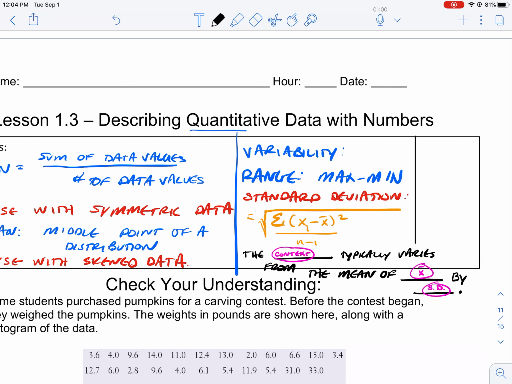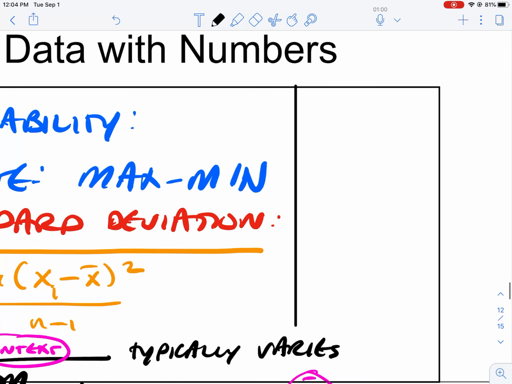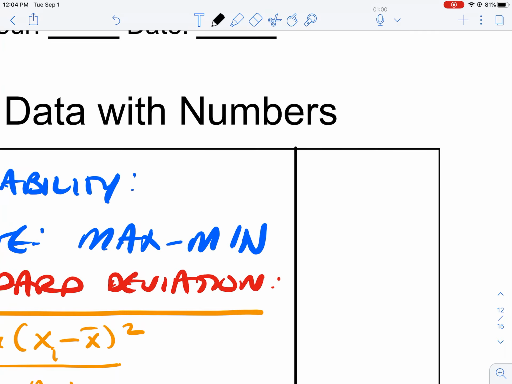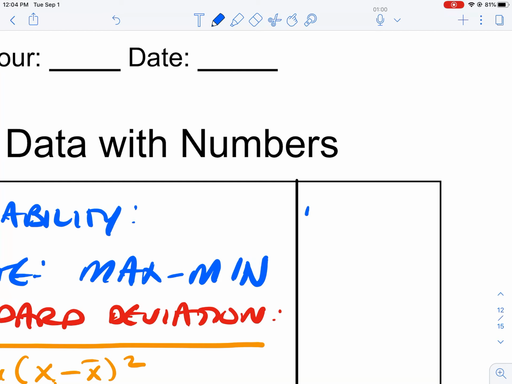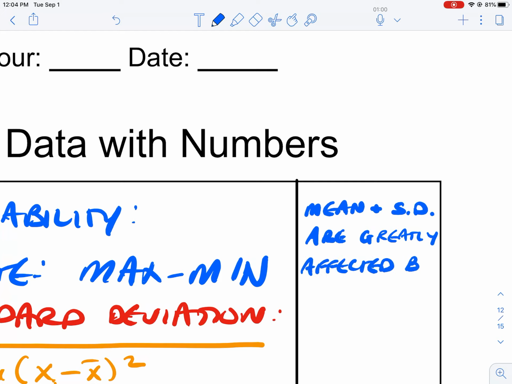It's important to consider a couple of things when we're talking about these individual measurements. Something to consider: mean and standard deviation are greatly affected by outliers. What we would call them is non-resistant.